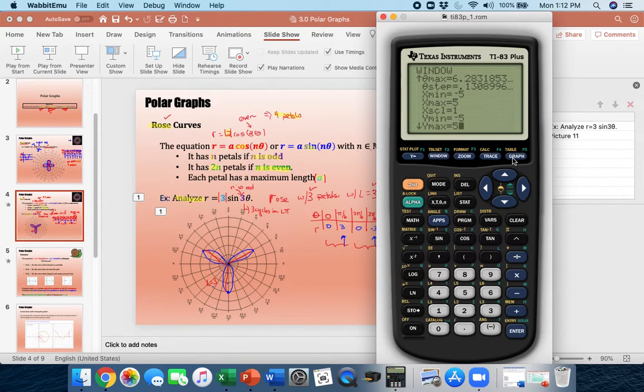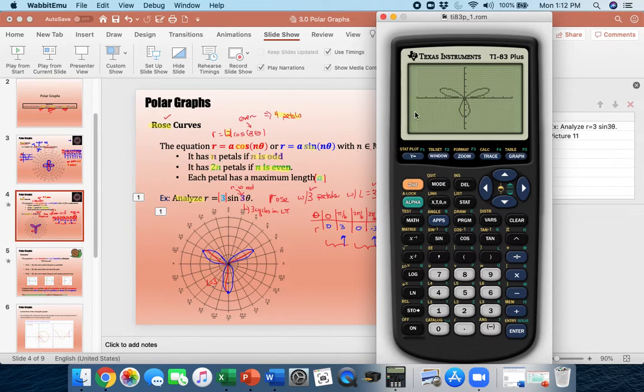And now hit graph and watch the tracing of the petals. 1, 2, 3, and what? In a distance of 2 pi, each petal was traced twice. Right? That is a feature of having an odd multiplier in front of your theta.